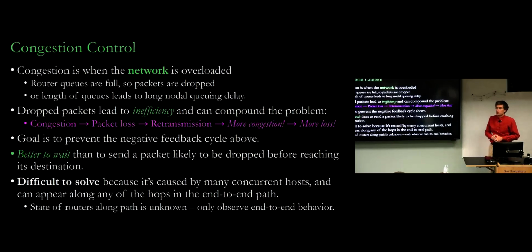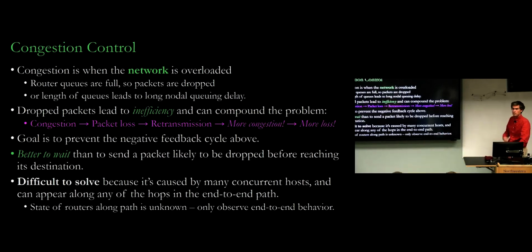So you want to prevent this negative feedback cycle, and it's better to wait and not send anything if you know that packet's not going to get through. If it's going to be dropped here, you might as well just wait, because that means other people will be able to use this link, or when you decide to use the link, it will have less backlog in the queue. This problem is very difficult to solve, because you have many concurrent hosts using a path and many hops along the way, and the protocols are not designed to give you any visibility into the state of the routers. We only know the end-to-end behavior. We only know whether an acknowledgement comes back.